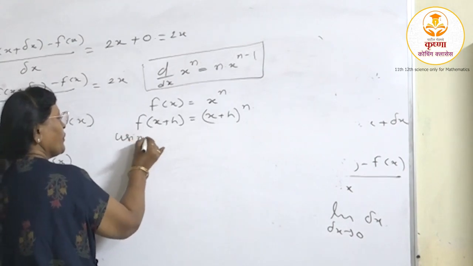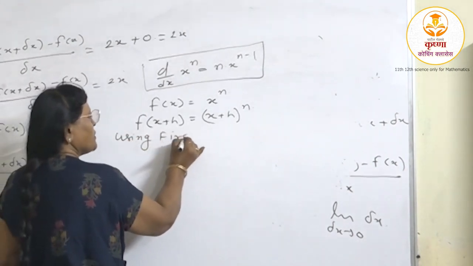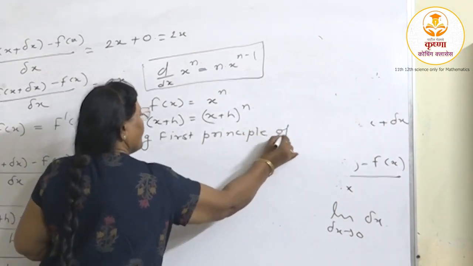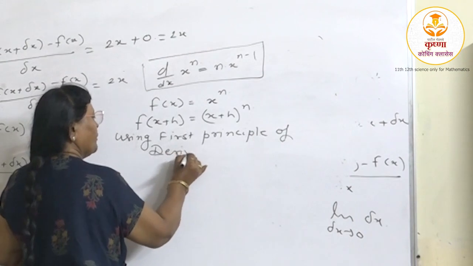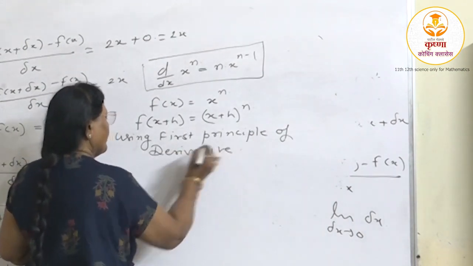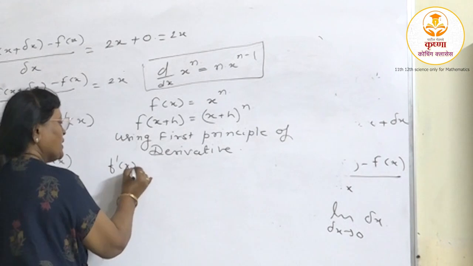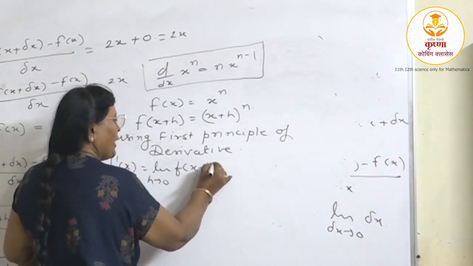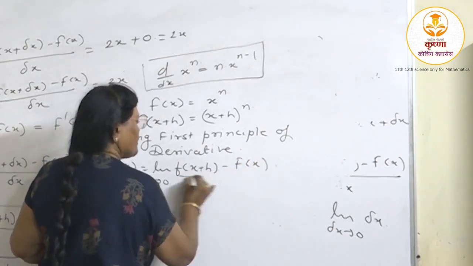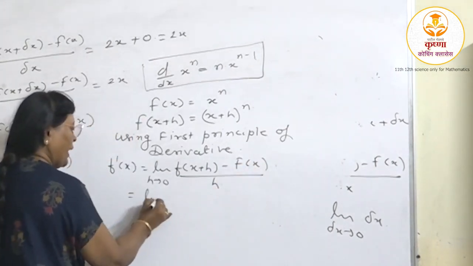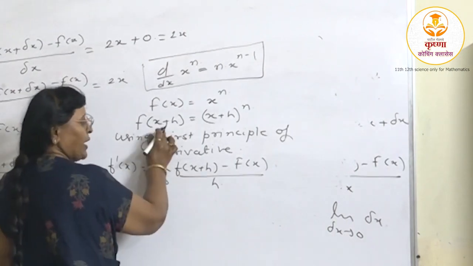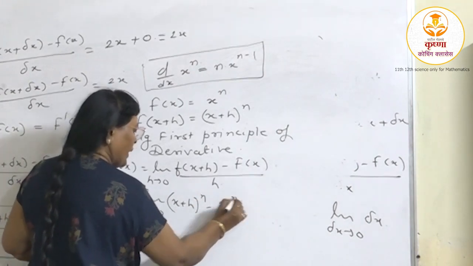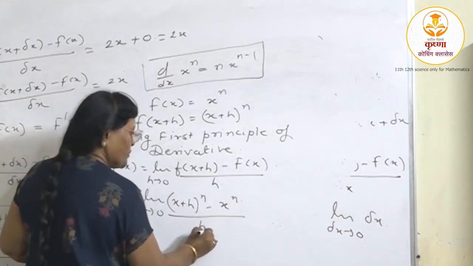Using the first principle of derivative, that is f'(x) is equal to limit h tends to 0, f(x+h) minus f(x) divided by h. Here again, limit h tends to 0. What is f(x+h)? (x+h) to the power n minus x to the power n, divided by h.